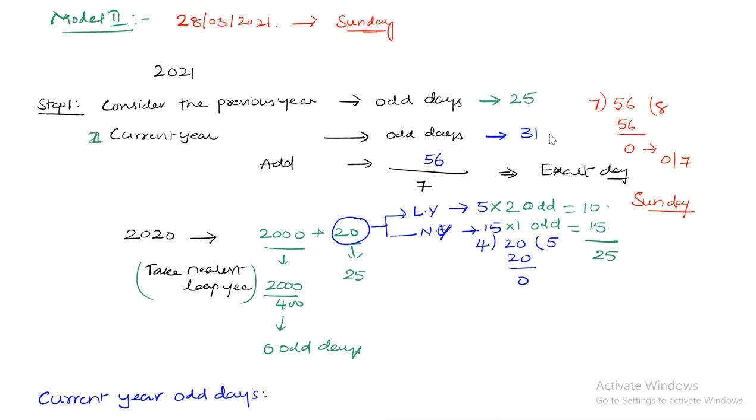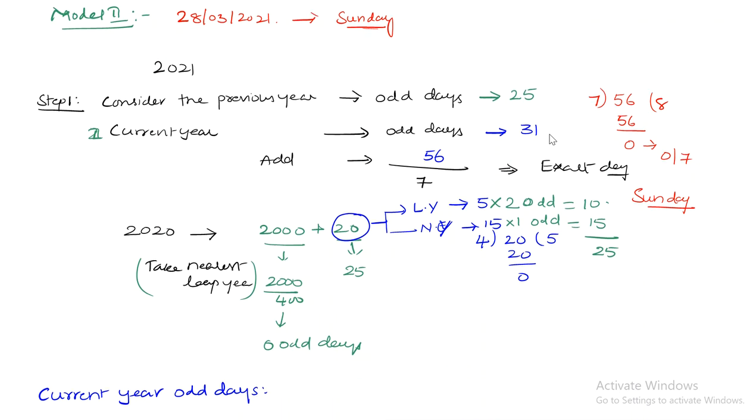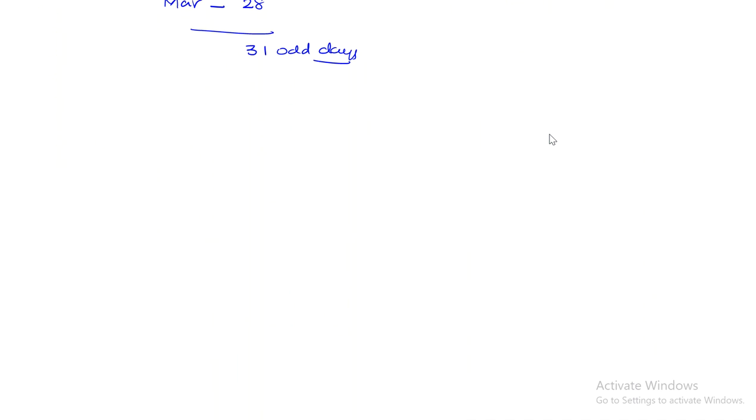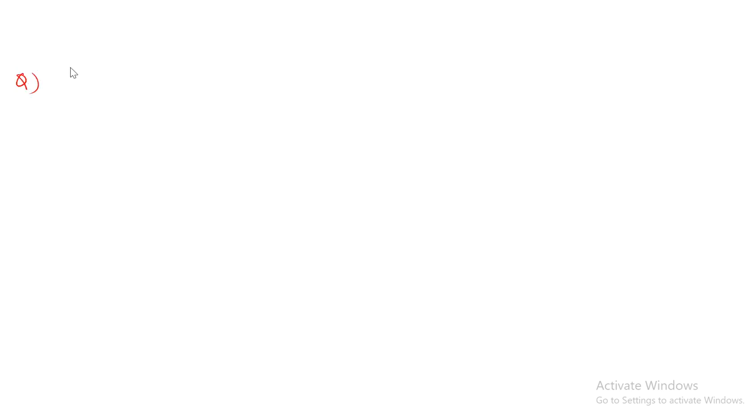So in this model, you can try a lot of different problems. So let me take one more problem here of the same kind. Now I want to find the day of a given date. Let me take a question. Suppose I take 30th October 1987. Now what is the day here?